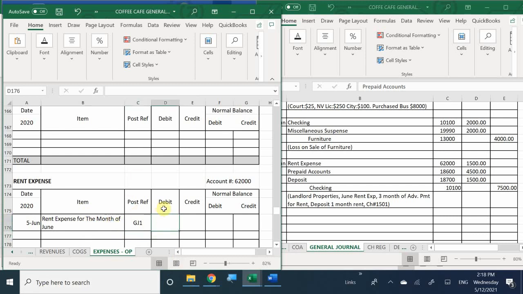And once again, what did I debit my account for? 1,500. And because it's the beginning balance, I have a debit balance in my rent expense account. Okay, all right, there you go. That's the first thing.